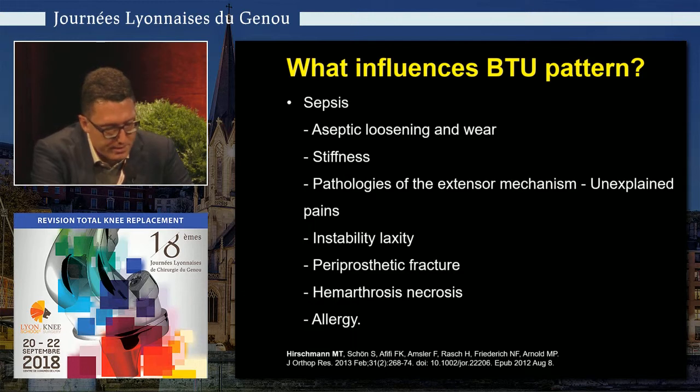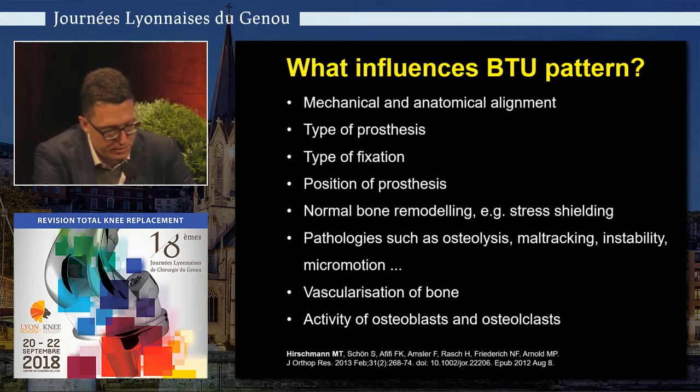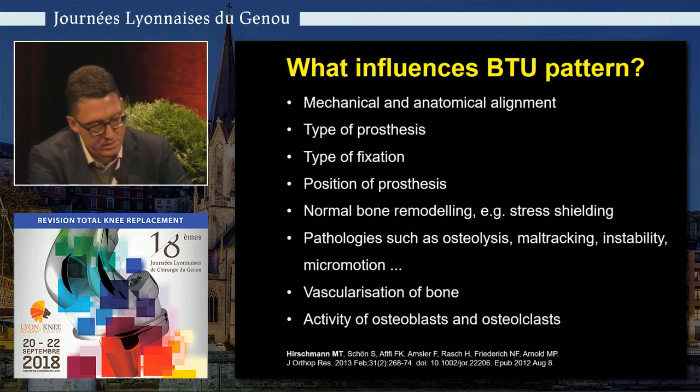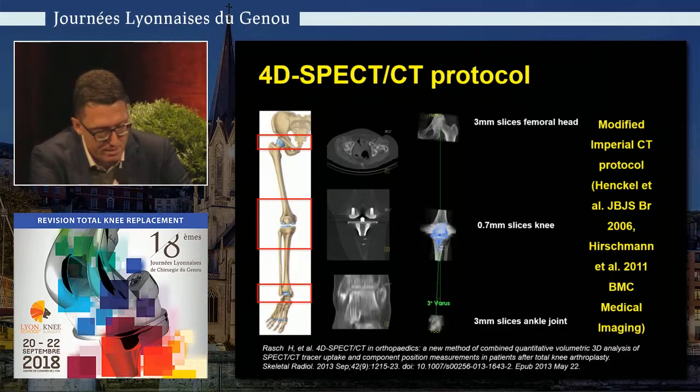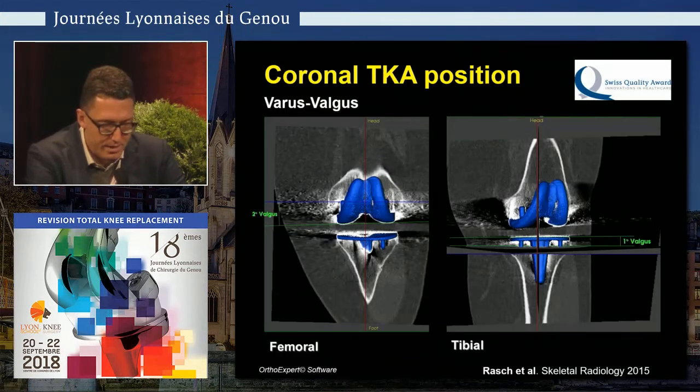What influences the BTU patterns in this? These are all the factors influencing uptake in the BTU, and this is important to consider. From my experience, the most important things are the mechanical anatomical alignment, the type of the prosthesis, and the type of fixation, and you see when you go down the list that this is a considerable number of points actually influencing these BTU patterns. That needs to be considered, and you need to talk to your nuclear medicine physician.